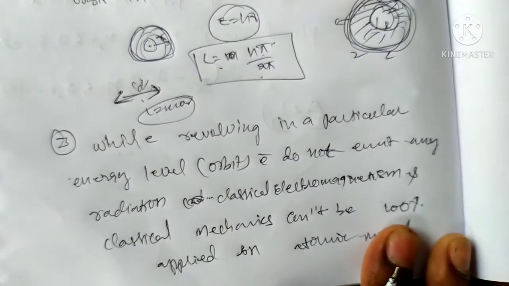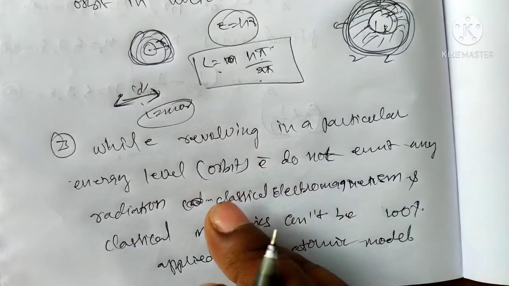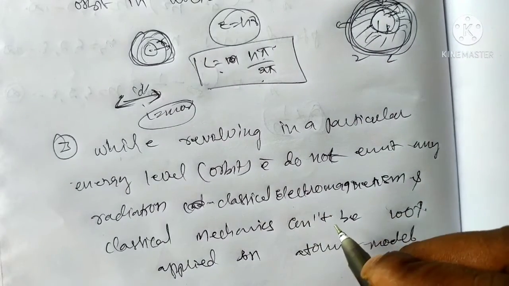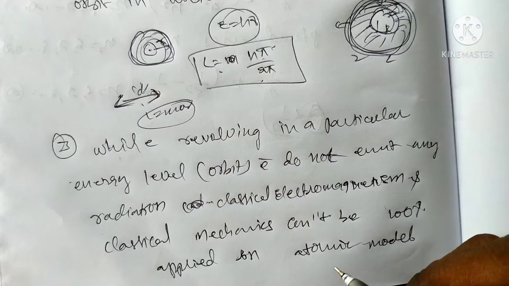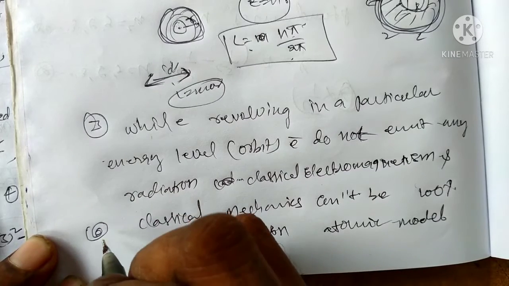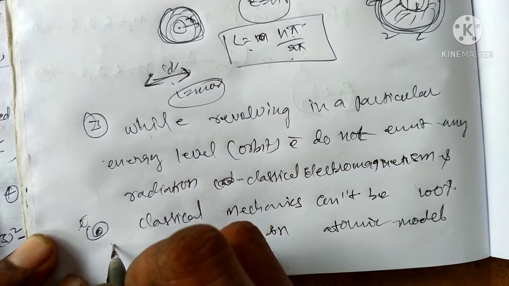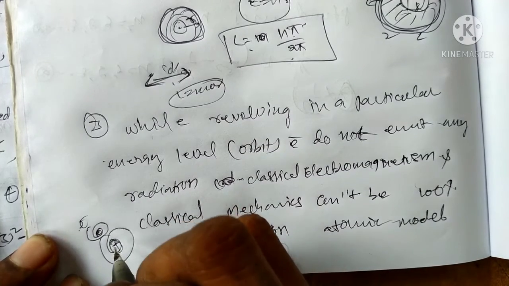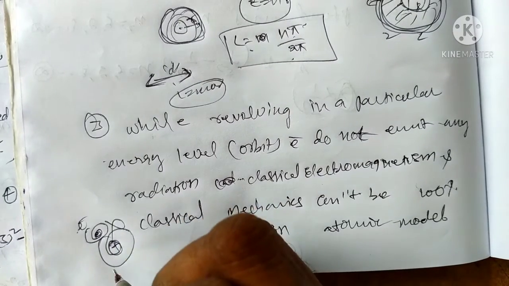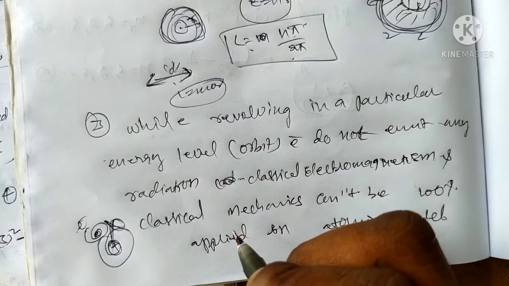Okay, the third postulate is called: while revolving in a particular energy level orbit, that is a particular orbit level. According to classical electrostatics or classical mechanics, the revolving electron, after a certain time, can vanish. The electron has negative charge and the nucleus has positive charge, so both will combine. That means the electron disappears. It is not correct. We can't form an atom. That is the failure of classical mechanics.